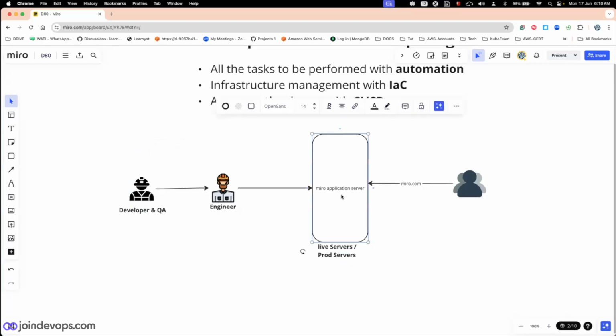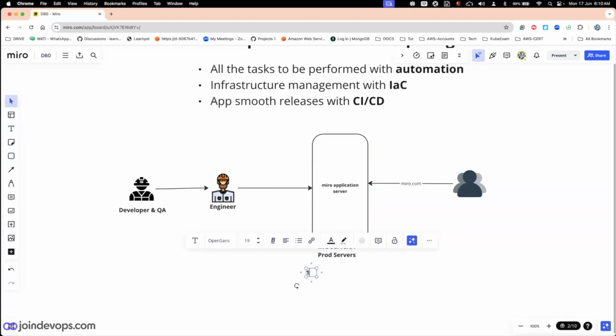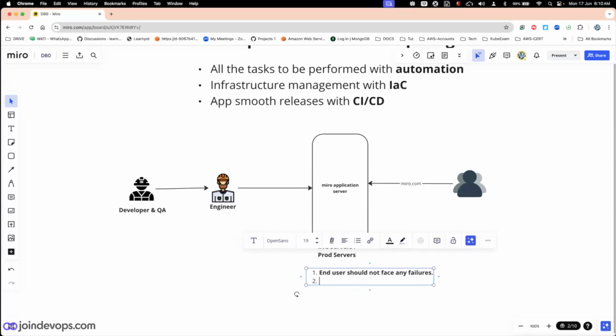But now this is the story. In the organization, let's say I'm in Miro. The Miro developers are there. I'm an engineer, and I'm going to take the code and host it on the server. So while I do this, two things I need to ensure, by the way. What are the two things that I need to ensure? The first thing is, end user should not face any failures. Okay, end user should not face any failures.